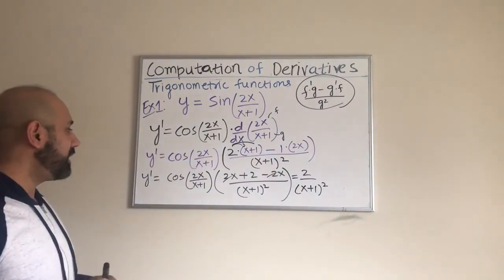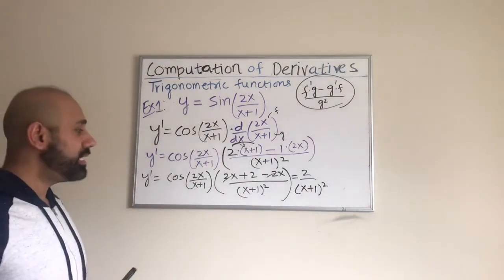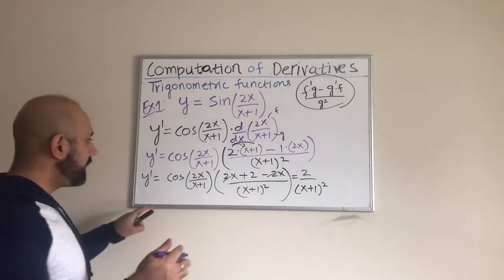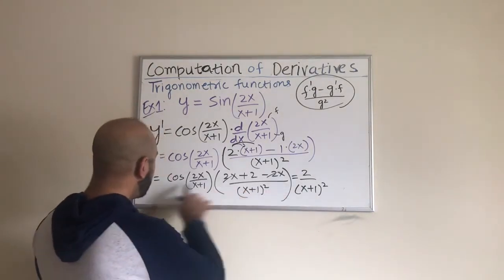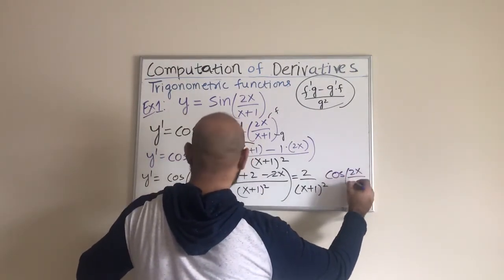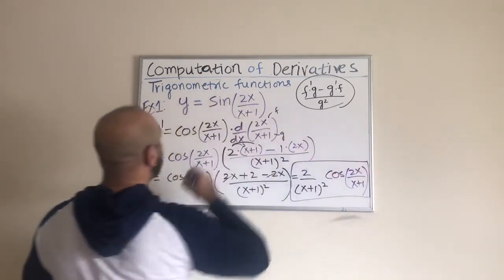I mean, it does not really matter. If you want to write first the trig and then the algebraic, that's fine. But sometimes we like to write the algebraic first and the trig later. So this, we wrote that first, and then I just have to multiply by the cosine of 2x over x plus 1. Guys, this is the derivative of the sine function.